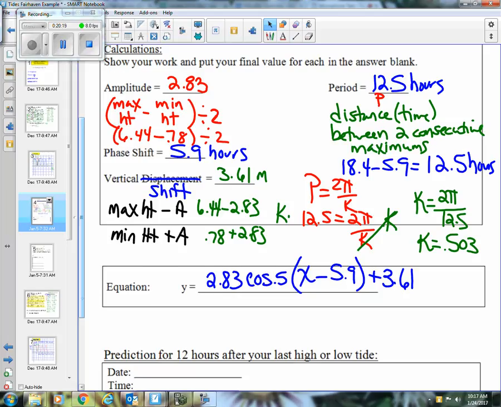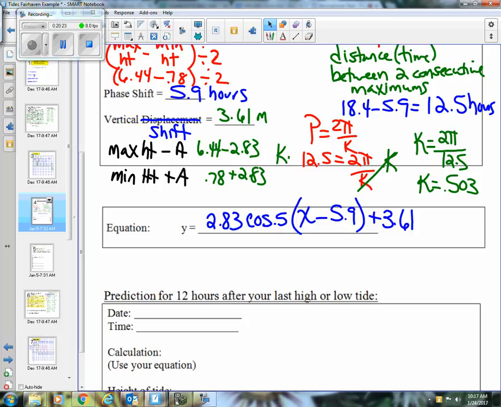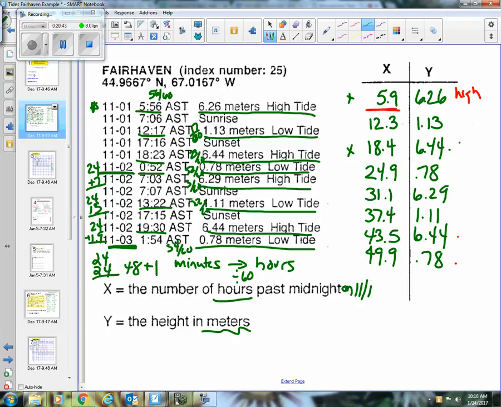Now, if I want to do a prediction, I can use that model and I can help it predict. I want to show the graphing calculator part of this as well, so we can see how this actually matches up and works with those values. But let's take a look at how you'd find your prediction. So we'd want to do 12 hours past your last high or low tide. My last thing that I had was a low tide, right? So this was a low tide value.